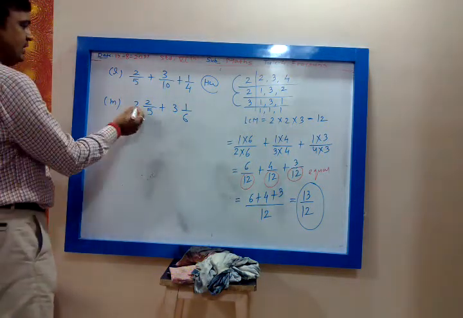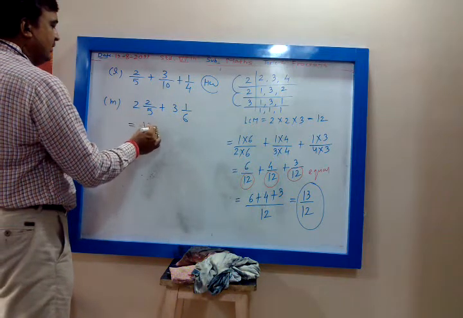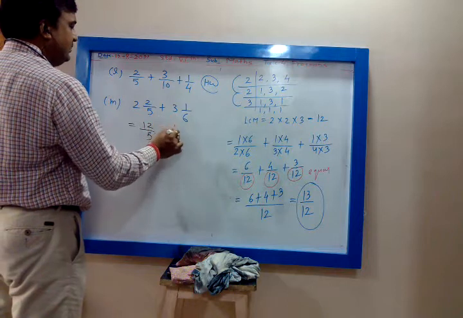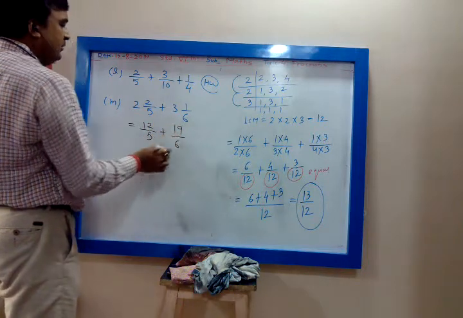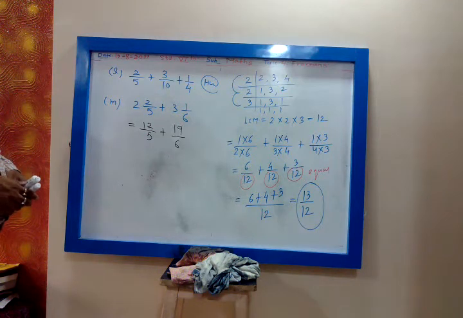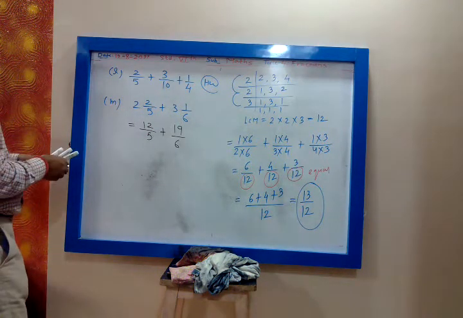5 2s are 10 plus 2, 12 by 5. Plus 6 3s are 18 plus 1, 19 by 6. Now whether denominators are equal? No. So denominators are not equal.